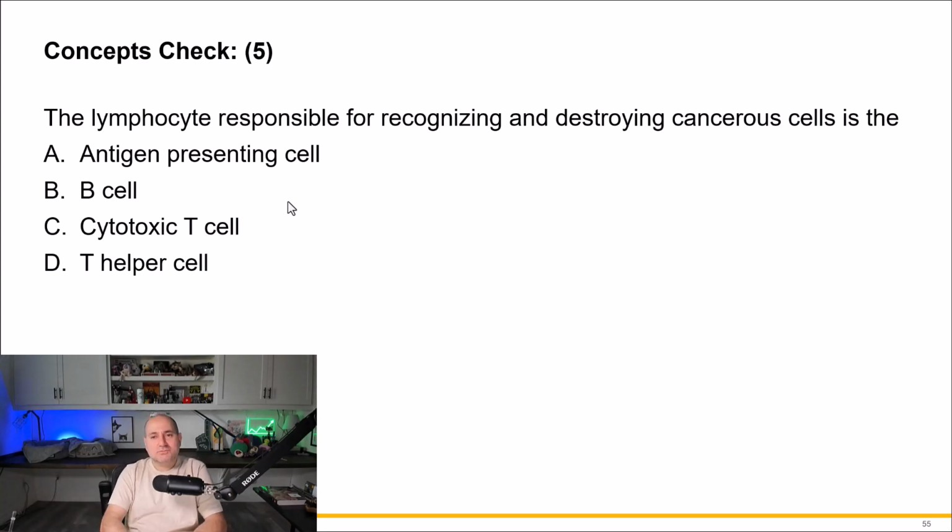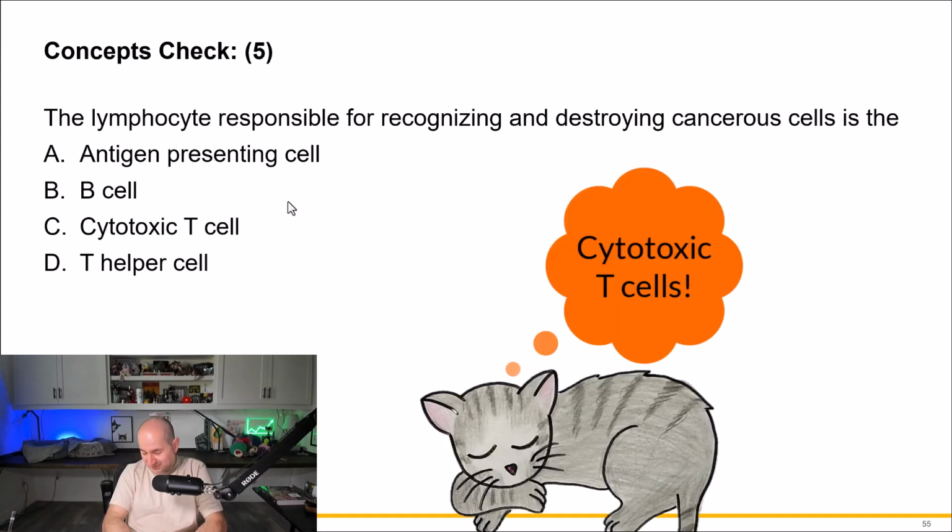By the way, we're at concept check number 5. Let's try to do this one together. The lymphocyte responsible for recognizing and destroying cancerous cells, is it the antigen presenting cell, the B cell, the cytotoxic T cell, or the helper T cell? Can you be Wicket? That's right, Wicket, the cytotoxic T cell.